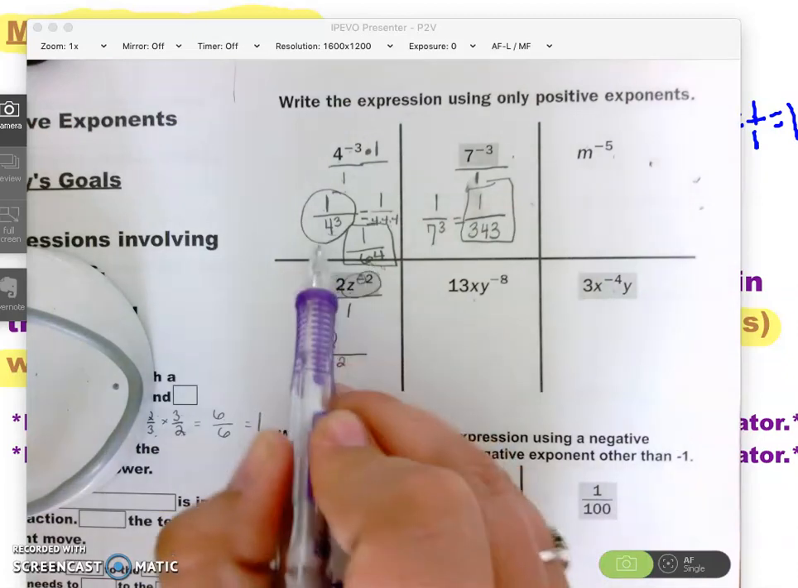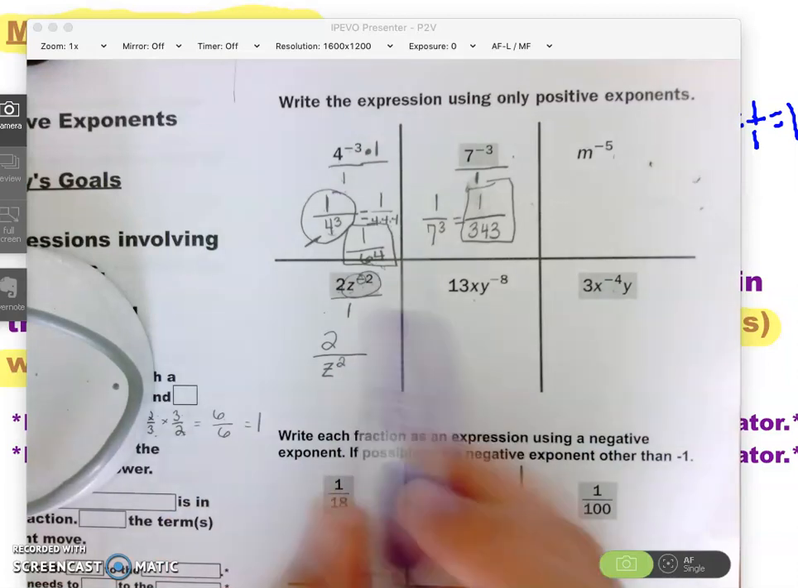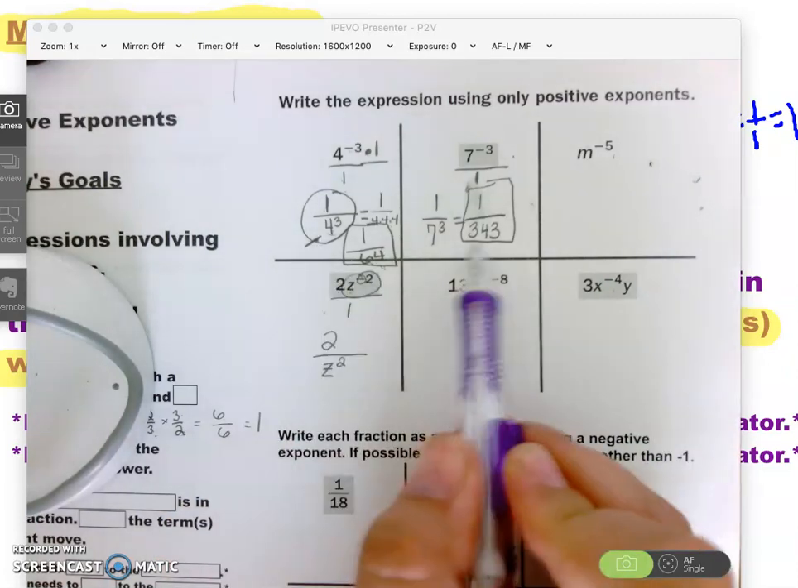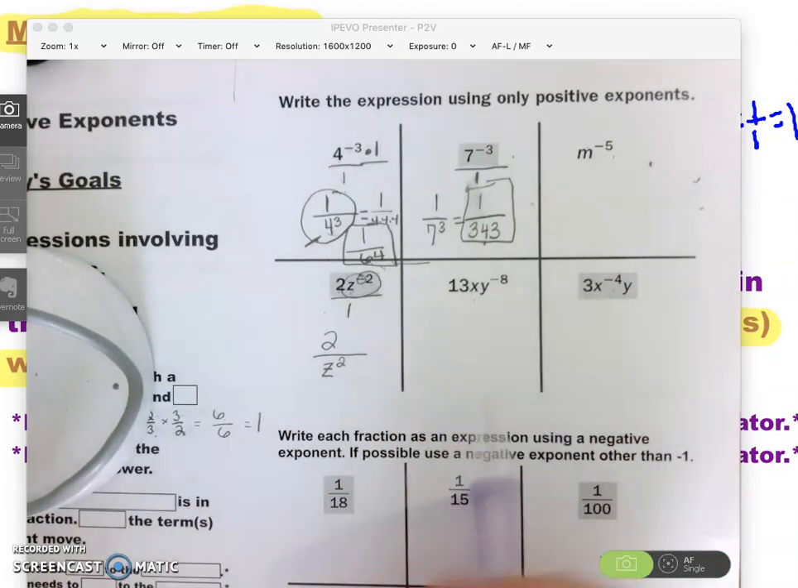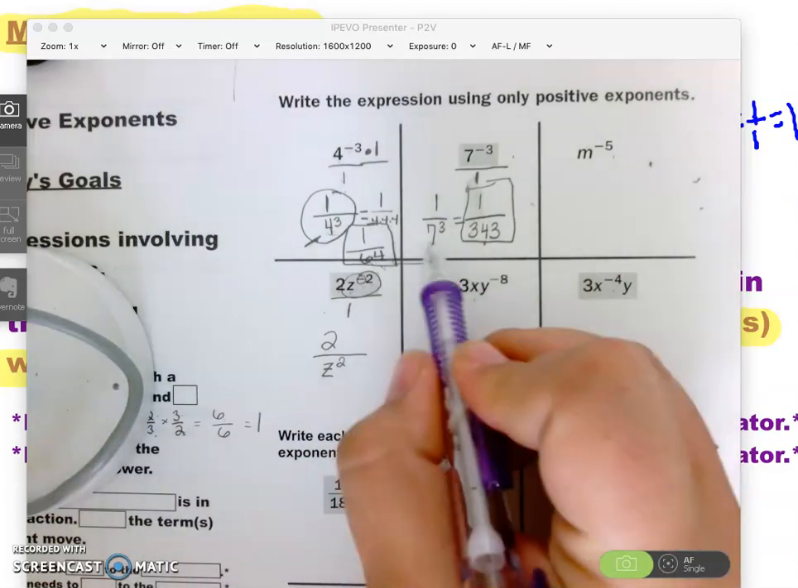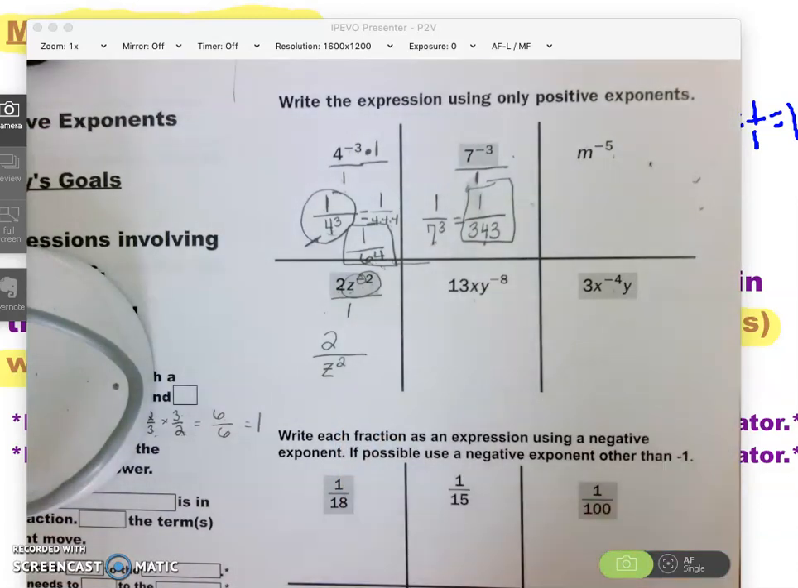If it says just do as a positive, if the directions are specific like that, I would leave it like this. But unless it states otherwise, I want to solve it or evaluate it down as far as I can, meaning I want to multiply this 7 times itself 3 times, so 7 times 7 times 7.